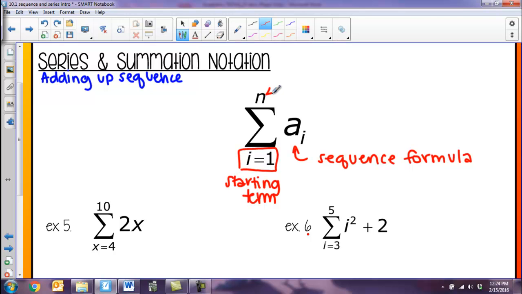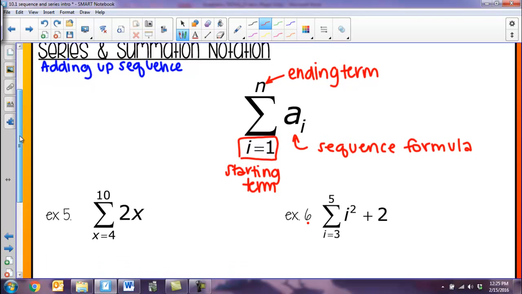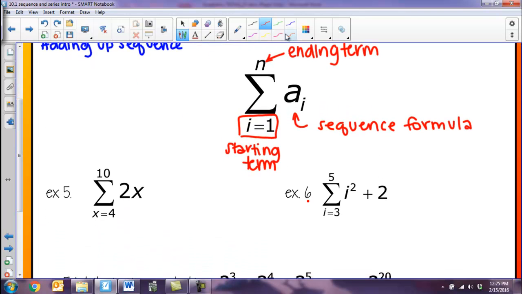This top number up here, this n, that's your ending term. That tells you when to stop plugging in numbers. And so all summation notation is, is us being really lazy and not wanting to write out 1 plus 2 plus 3 plus 4 or whatever. So let's do an example. I feel like sometimes it's a little bit easier to see this if you have an example.